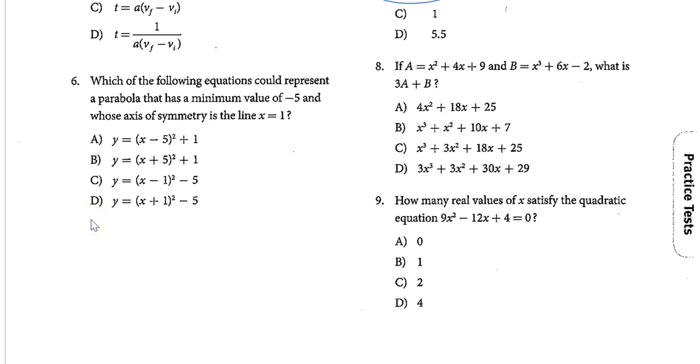Okay, so for question 6 here, could represent a parabola, minimum value of -5. Well, if we remember our parent function, it looks like this. Minimum value of -5 corresponds to a k value of -5. So not A, not B. And then it says an axis of symmetry is the line x is equal to 1. So if we think about our opposites, +1, we think of the opposite in here. So that gives us h is -1. Remember, inside the grouping symbol, we always use opposites. So this gives us choice C.